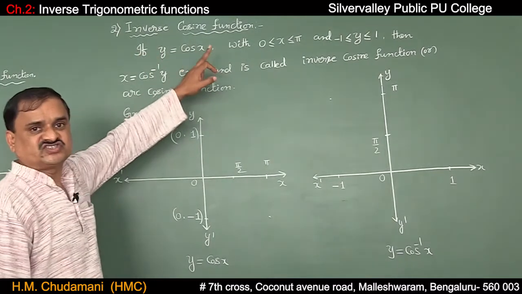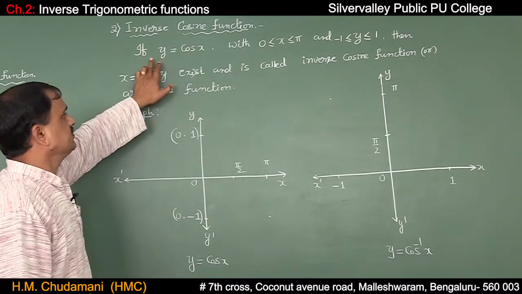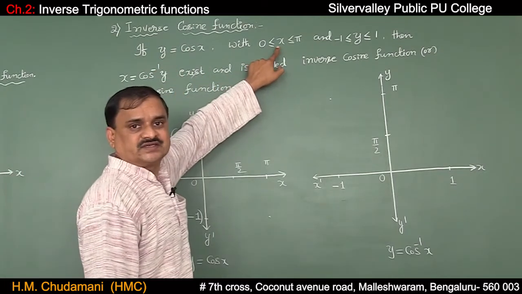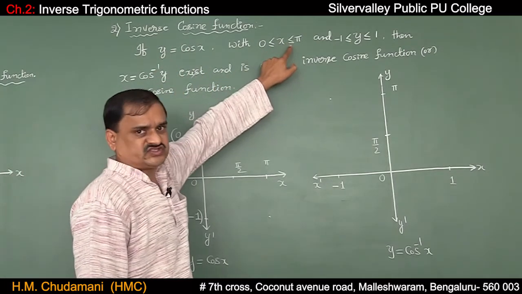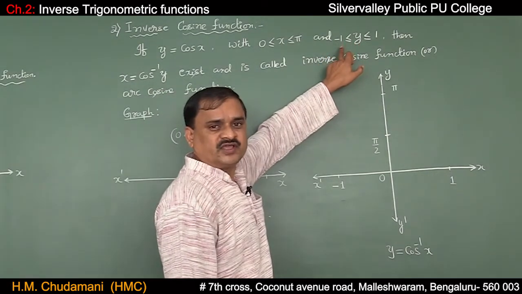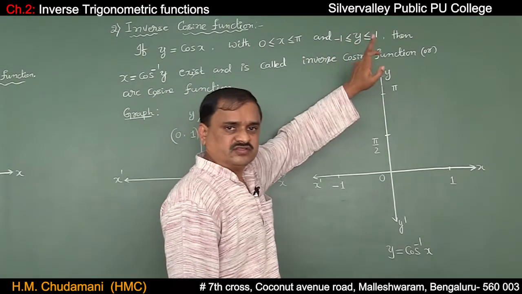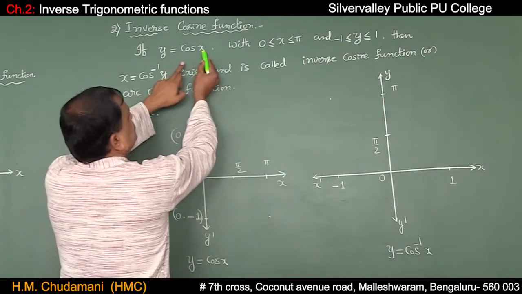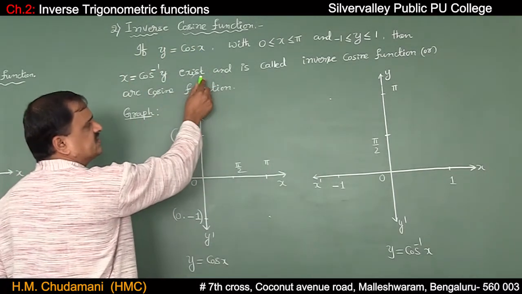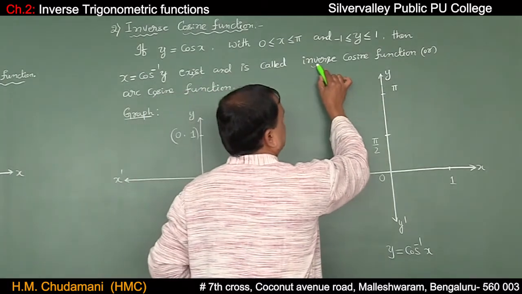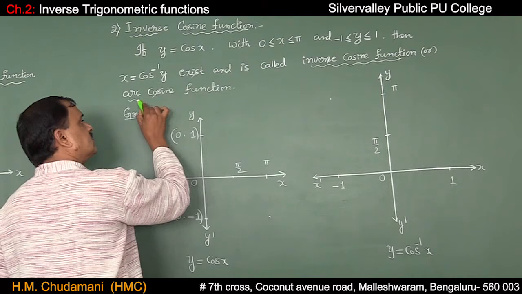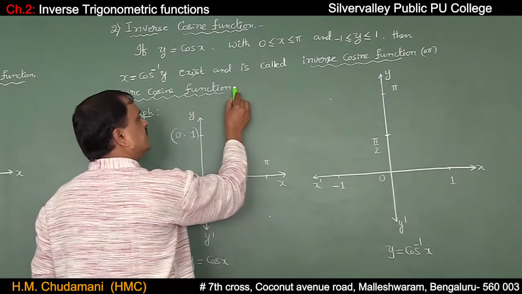Second one, inverse cosine function definition. If y is equal to cos x with x greater or equal to 0 and less than or equal to pi, and y greater or equal to minus 1 and less or equal to 1, then x is equal to cos inverse y. x equals cos inverse y exists and is called the inverse cosine function or arc cosine function.